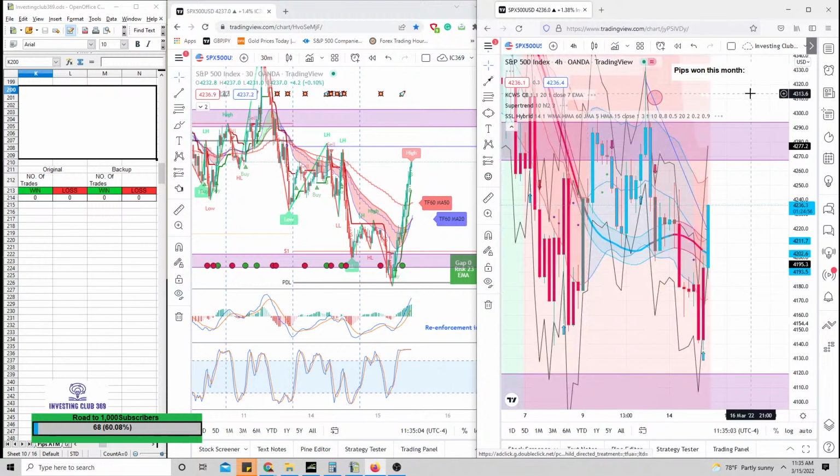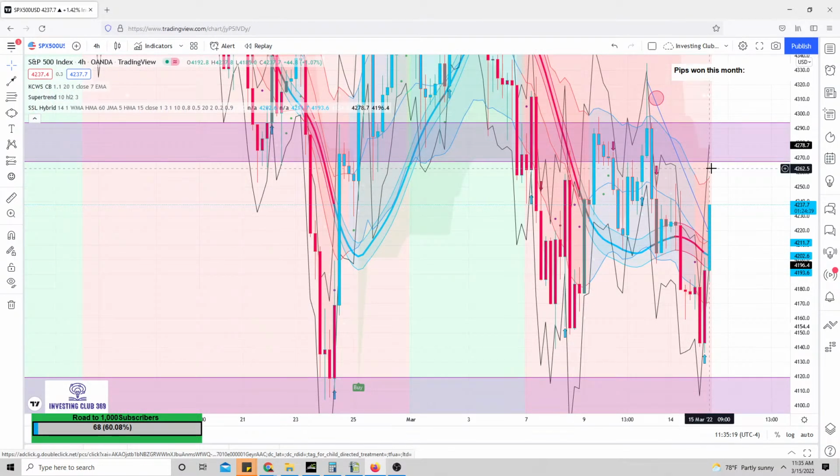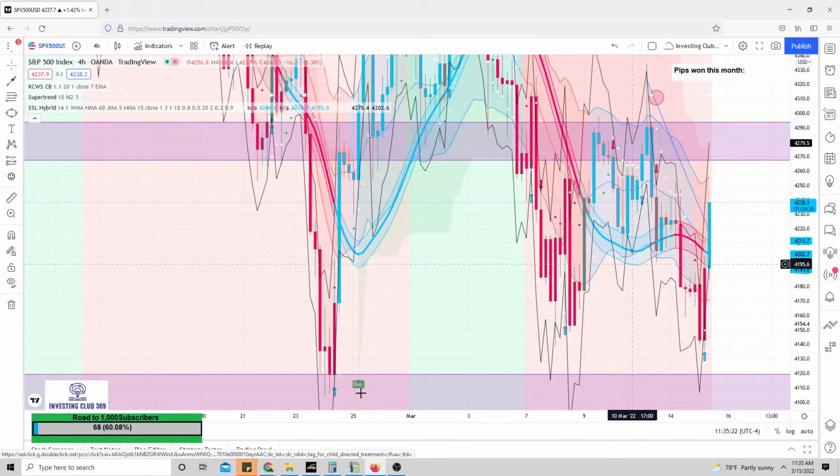Let's go into the 4 hours so you can see the resistance and the support. So price is heading to the support, I mean to resistance in the 4 hours. I always like to draw the support and resistance from the 4-hour chart to get the key points.